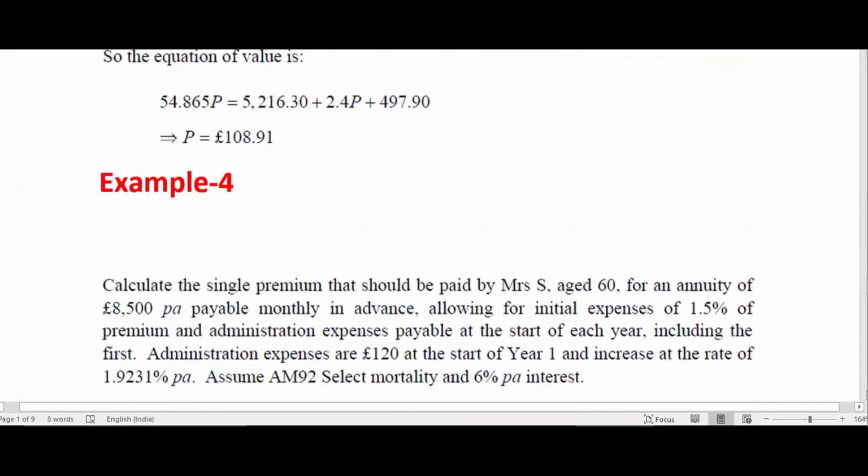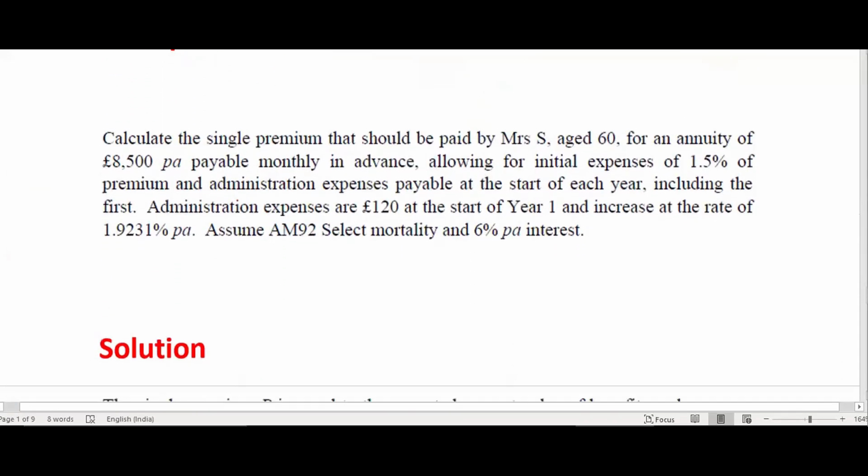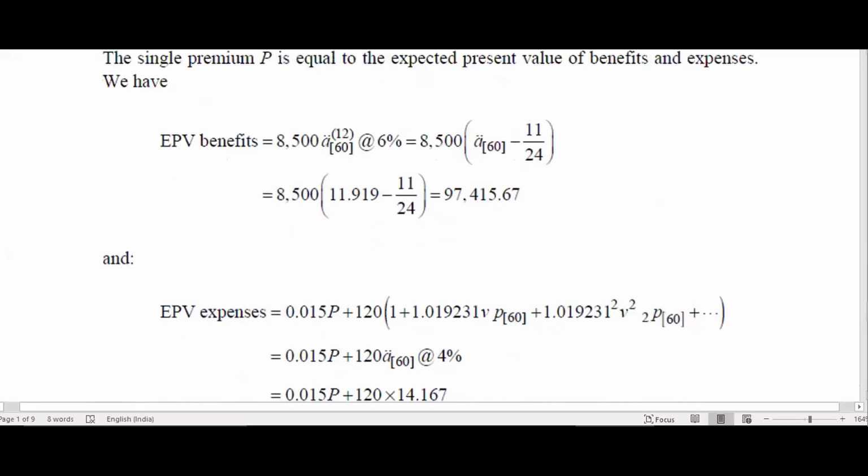Now number 4, calculate the single premium that should be paid by Mr. Says age 60 for an annuity of 8,000. This is the annuity. Okay, the company is giving annuity. This is the annuity benefit. Company benefit is in the form of an annuity. So what you need to do is you have to find the present value. When you find the present value, you have to consider the annuity here. The benefit is in the form of an annuity, pension plan. Okay, so it's a very straightforward problem.